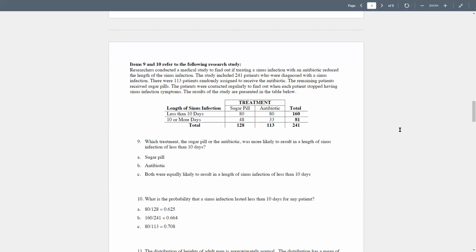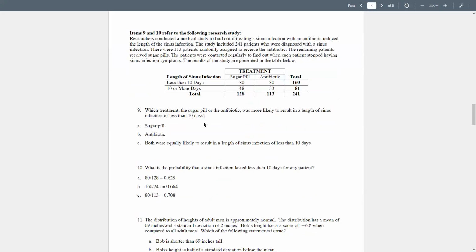And in some other examples, you can see something that requires very basic probability. Like here, they give an example of people having a sinus infection. One group is given a sugar pill, which is like a fake pill. The other is given an antibiotic. So you want to know how they improve.